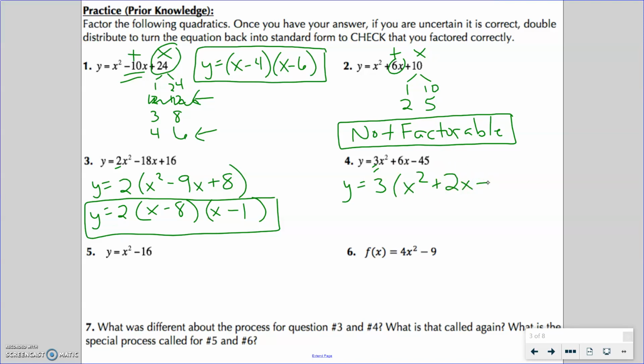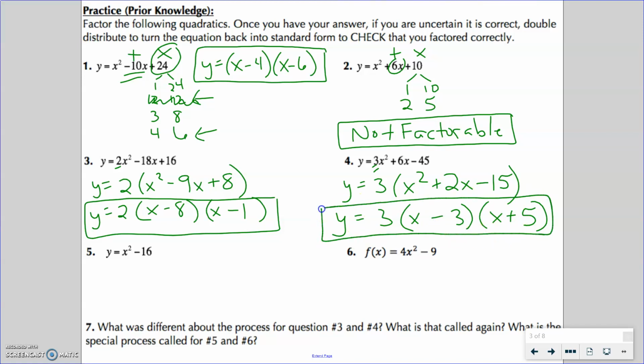So 45 divided by 3, yeah, it does give me a nice number. It gives me 15, so we're good. So let's factor this guy out here. What about, I'm thinking 3 and 5 somehow. But the 5 should be positive and the 3 negative. Again, if you don't 100% believe that that works, if you double distribute it, either off to the side or in your head, you can see how it gets you right back to that original question.